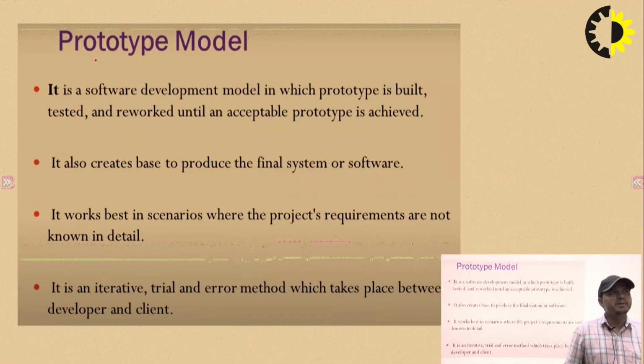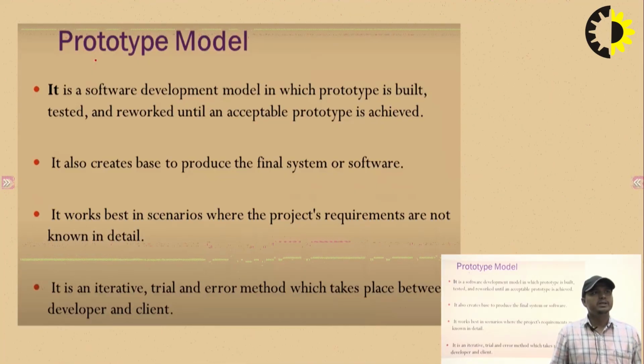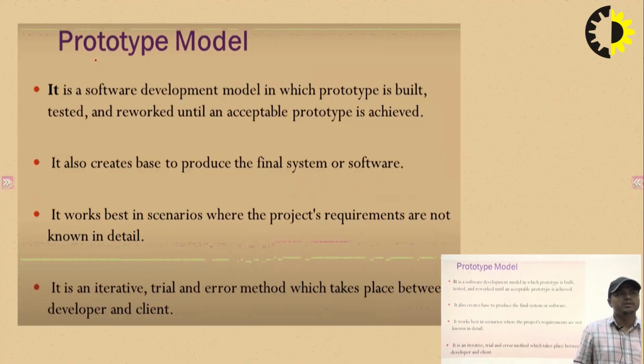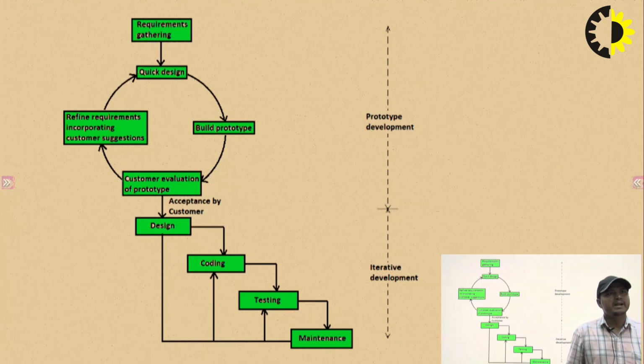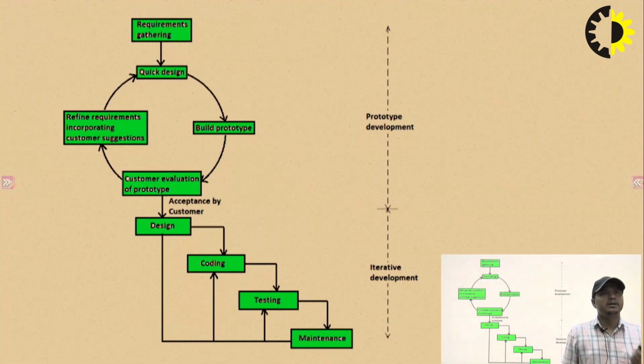The prototyping model is a software development model in which a prototype is built, tested and reworked until an acceptable prototype is achieved. It also creates a base to produce the final system or software. It works best in scenarios where the project's requirements are known in detail. It is an iterative trial and error method which takes place between developer and client.